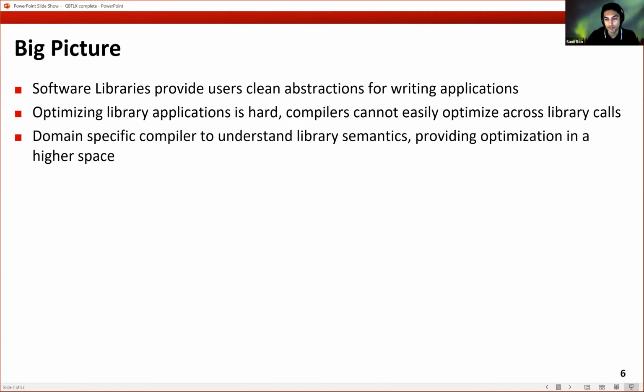So what this ends up resulting in is, in order to get performance, an application developer would have to write an optimized version by hand instead of using the library that they would prefer to use.